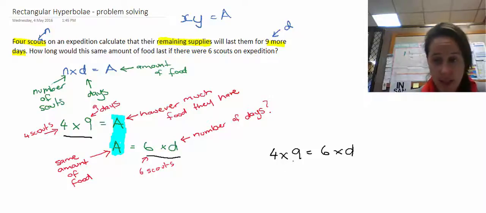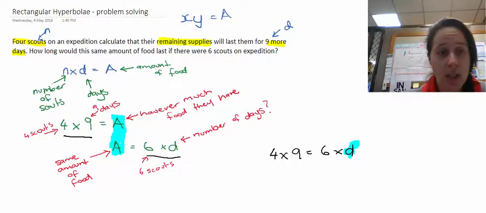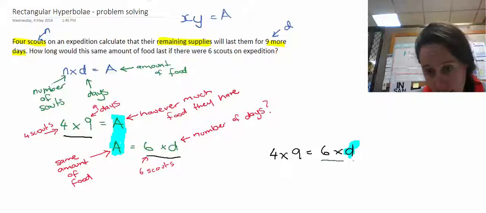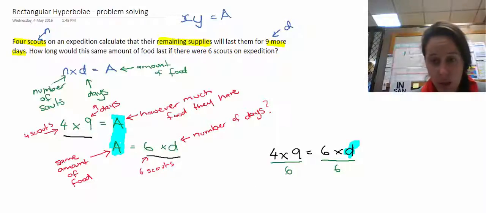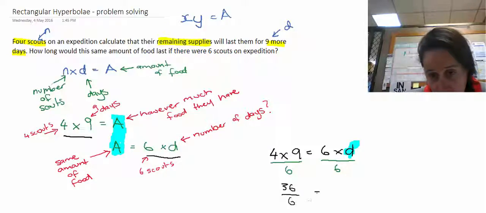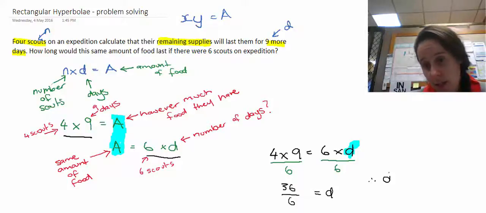So what that means is if we want to solve this to find D, we need to divide by 6, which means we need to divide the other side by 6 also. So what we then end up with is 36 divided by 6 is equal to D. Therefore, D is equal to 6.